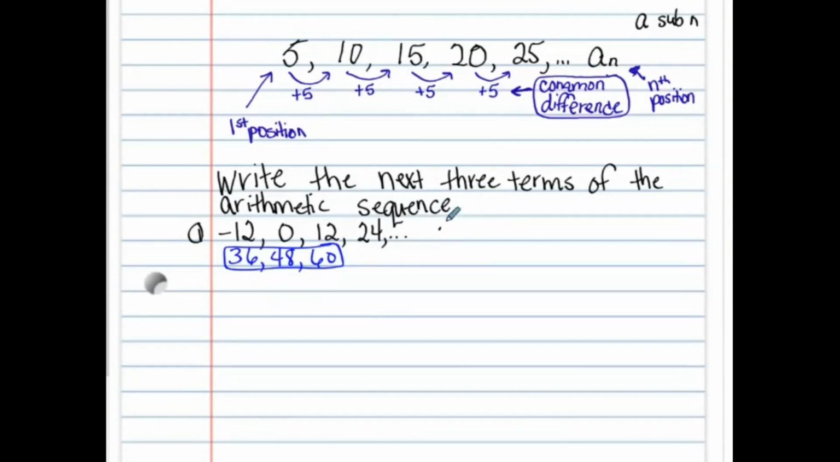Okay, number 2. 0.2, 0.6, 1, 1.4. Okay, what are the next 3 terms? Very good, 1.8 is correct. After 1.8, we have 2.2. Very good, guys. And then 2.6.